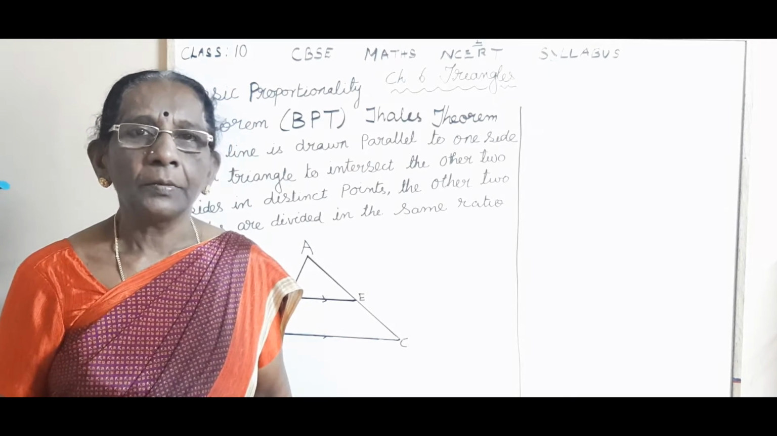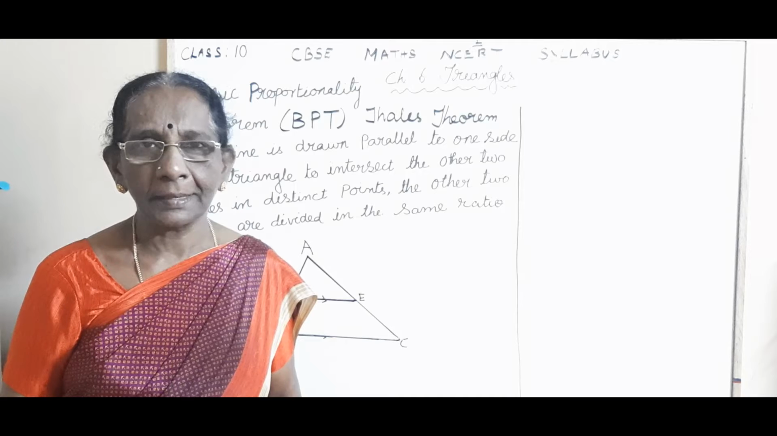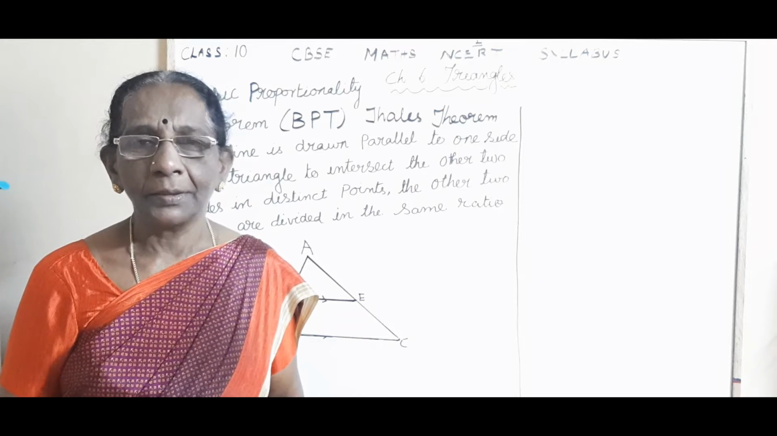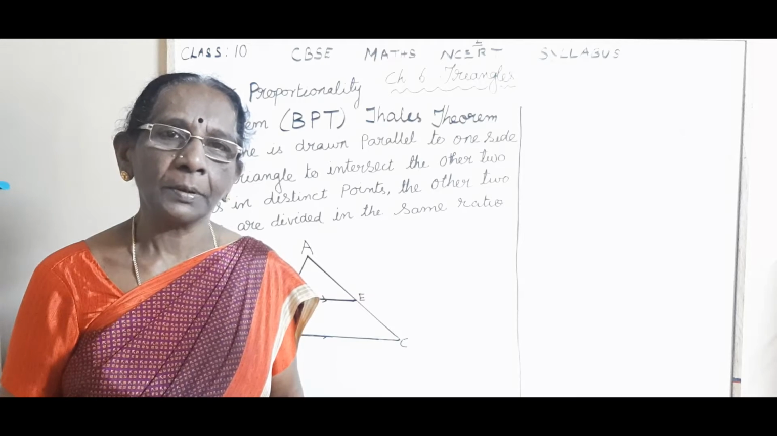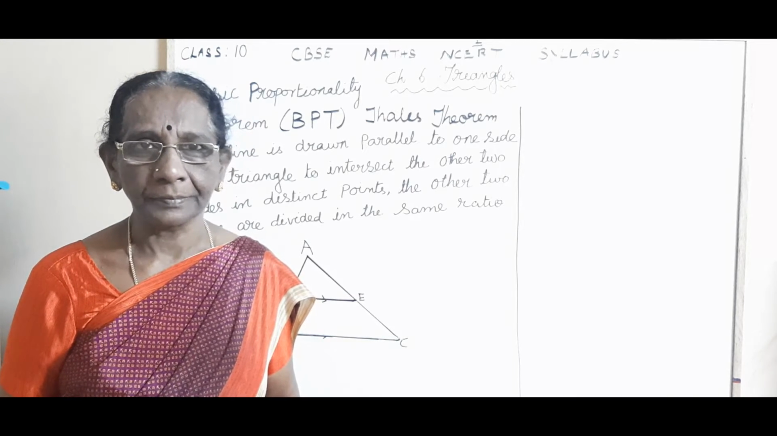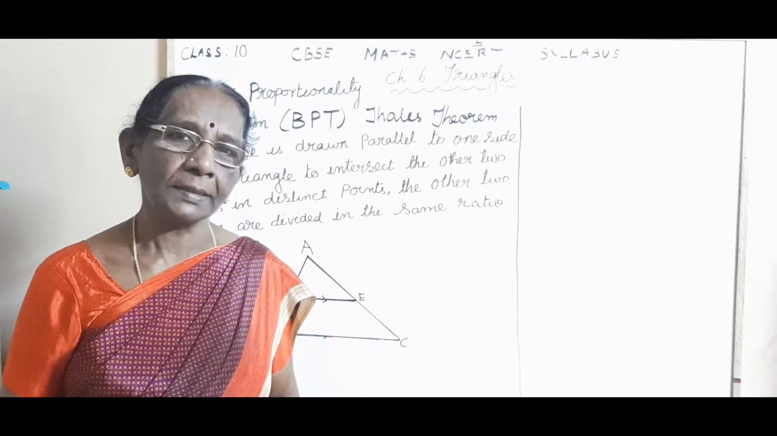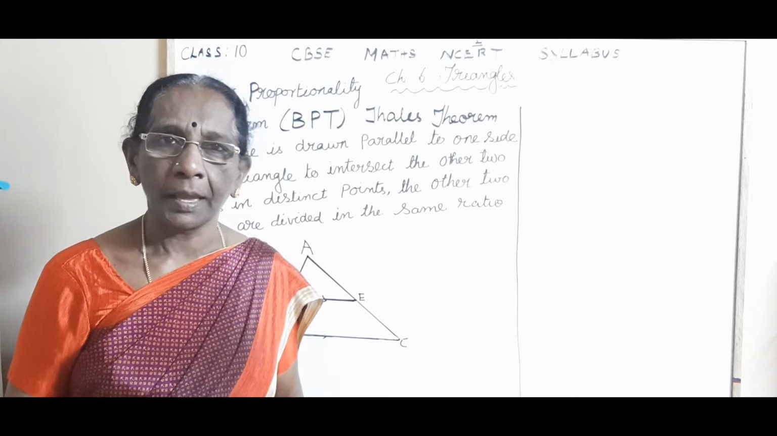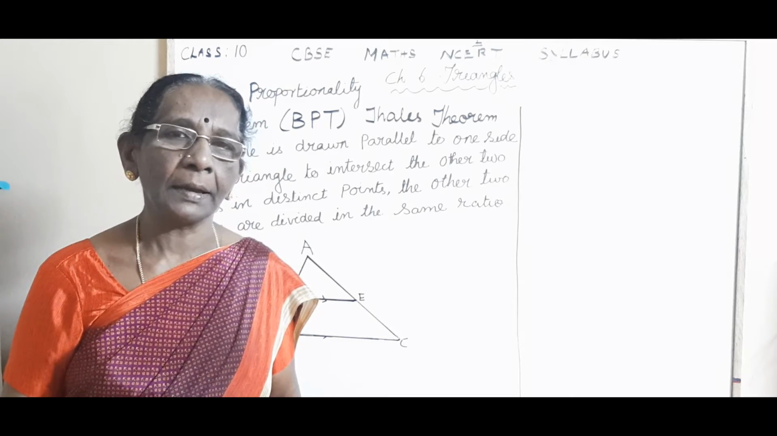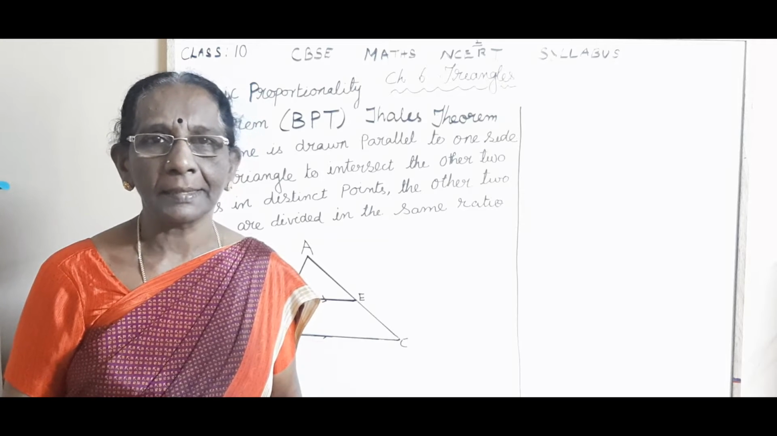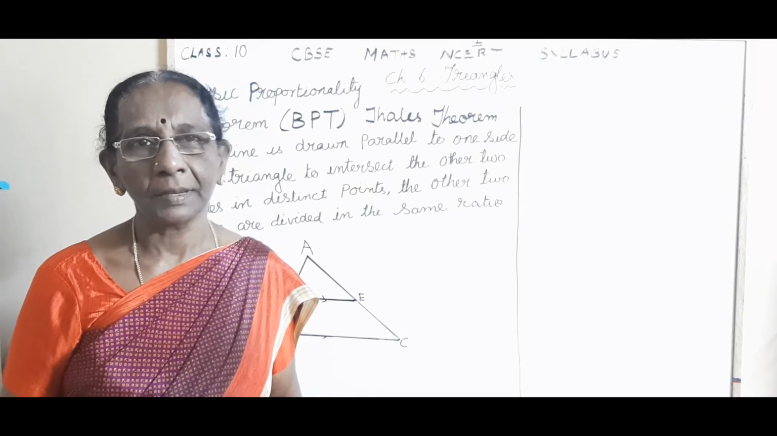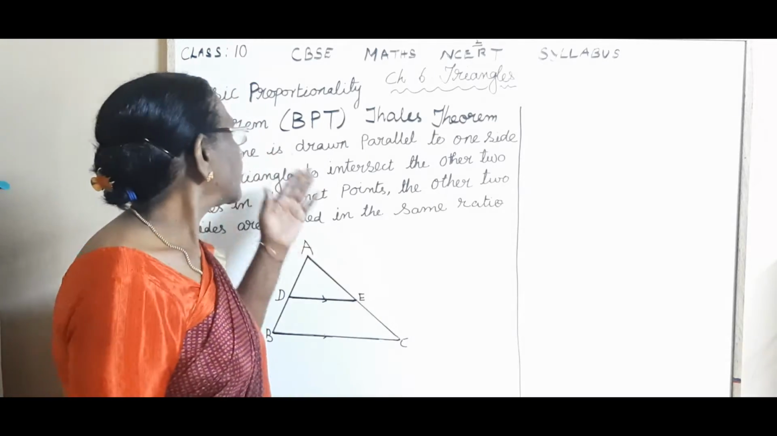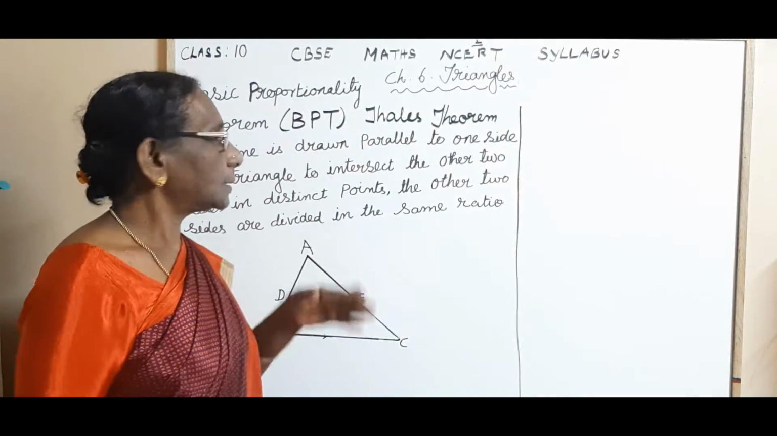In this session, we are going to continue chapter 6, triangles. And we are going to discuss and learn about the basic proportionality theorem. The short form of this theorem is BPT. It is also named after the Greek mathematician Thales, so it is also called Thales theorem. Okay children, now let us discuss the statement.